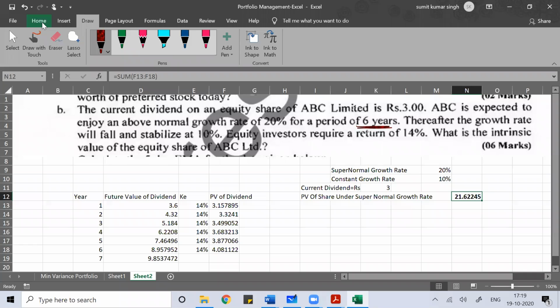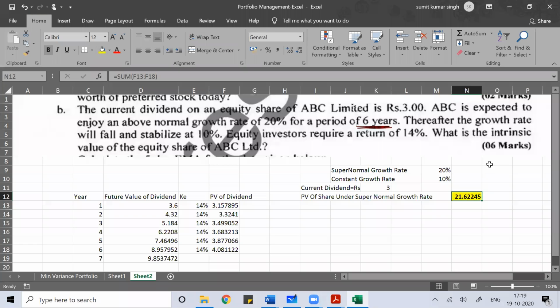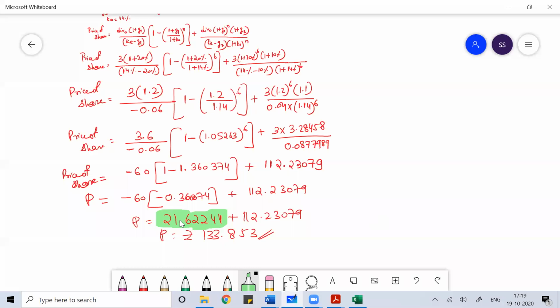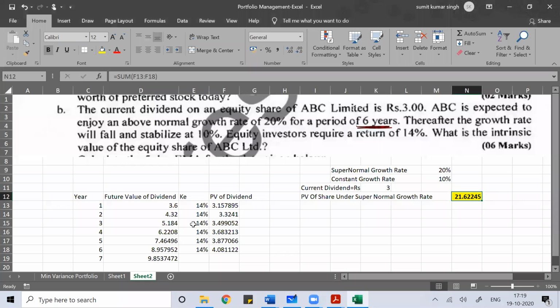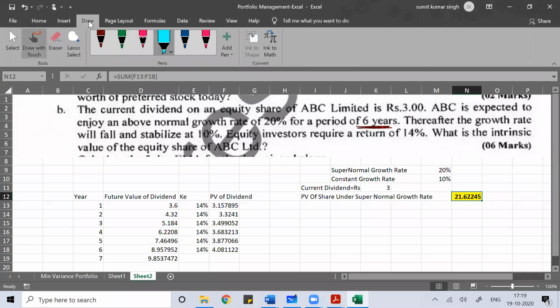I hope you're getting the logic. This is 21.62245, the same thing. Either you do the sum manually, like the way I did just now in front of you. The only thing is that when I do it with the calculator one by one, you people will not be that concentrated. That's why, just to show you, I'm doing it like that.